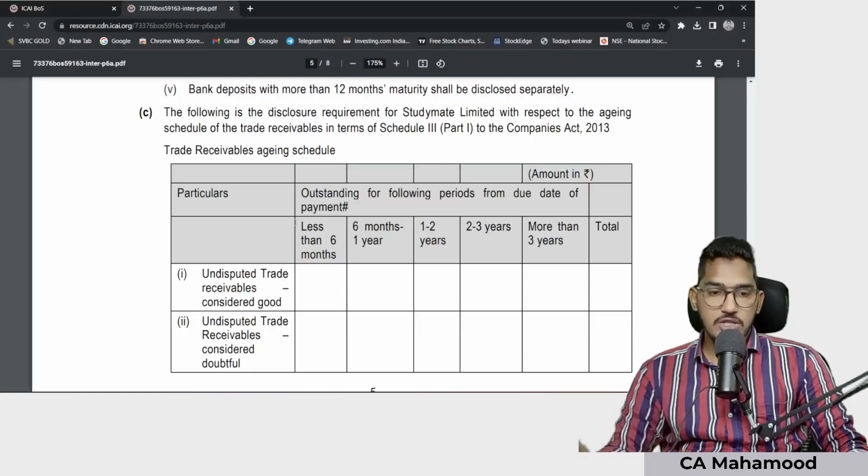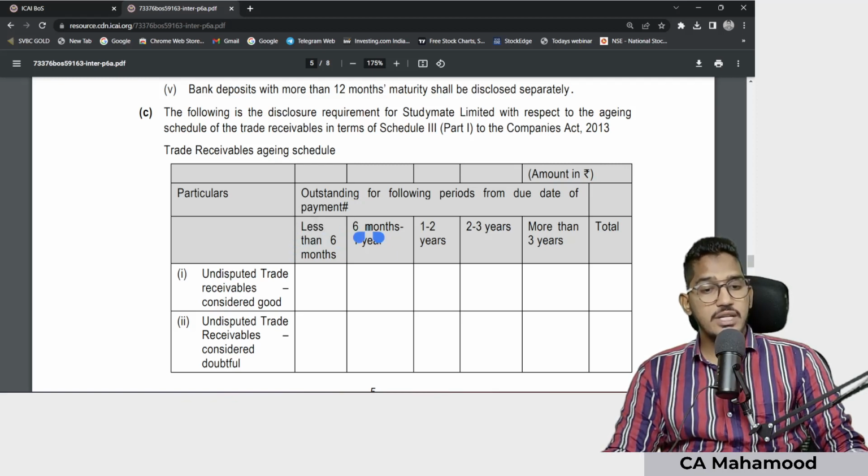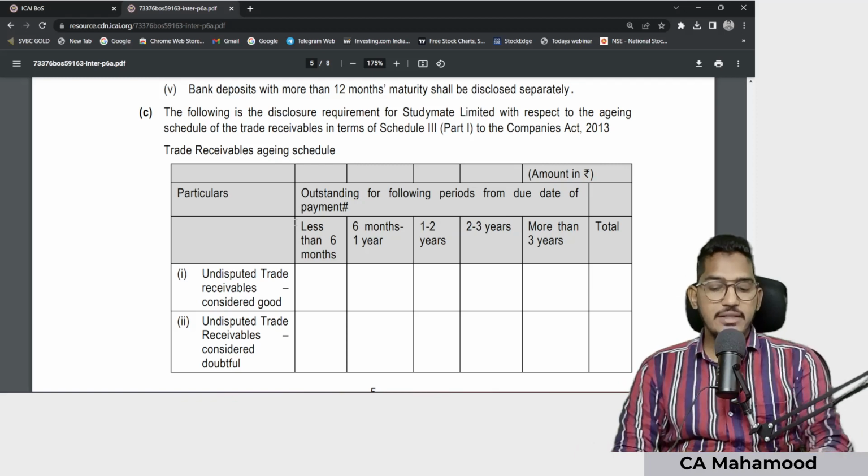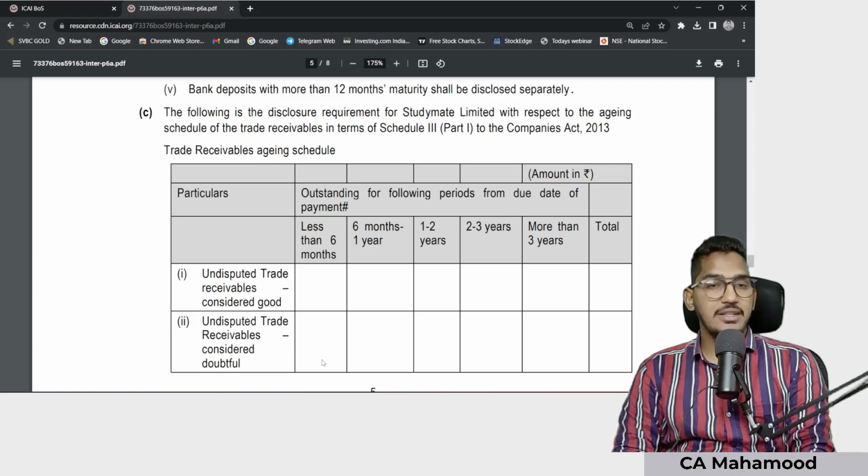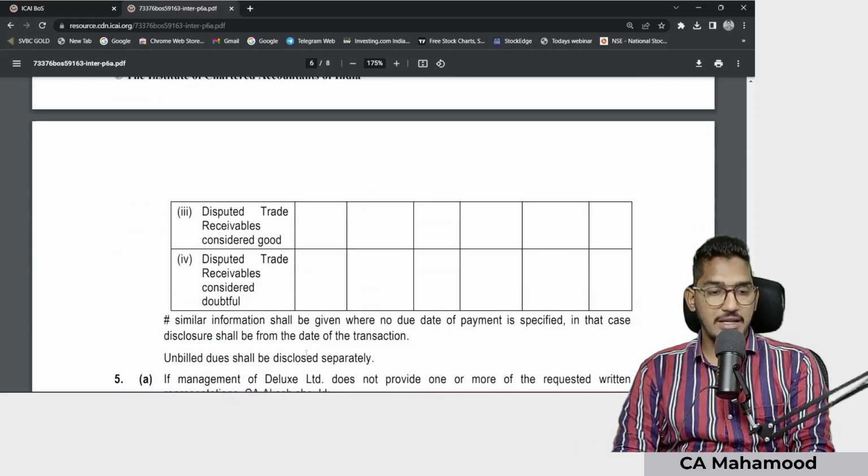On what basis you have to do aging? Those debtors which are outstanding for less than 6 months, those debtors which are outstanding for 6 months to 1 year, those debtors which are outstanding for 1 to 2 years, 2 to 3 years, more than 3 years, and the total balance. So like this, under four categories you have to divide the debtors balances. If you see here, four categories are this.